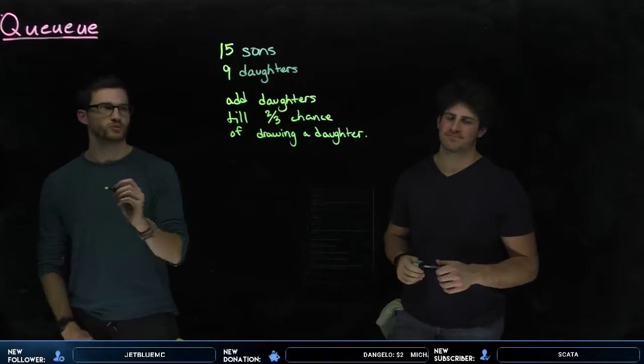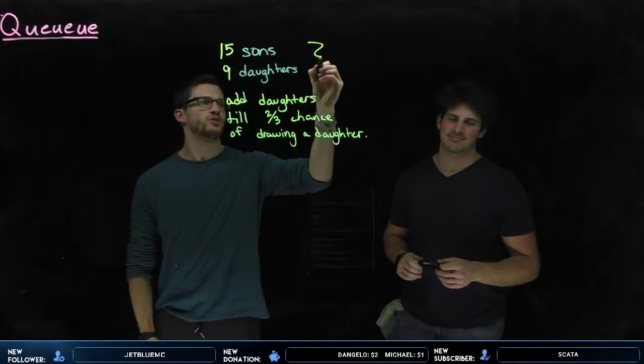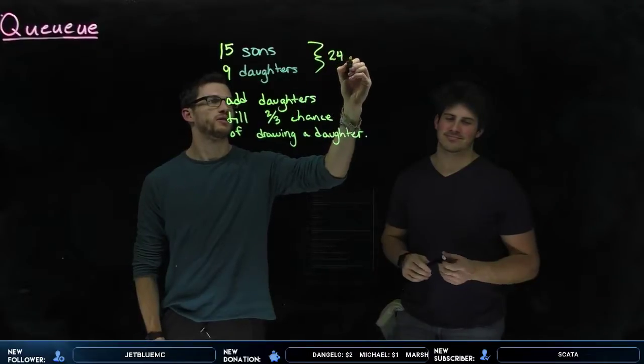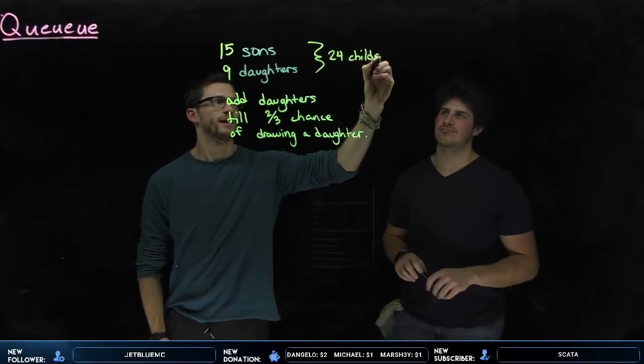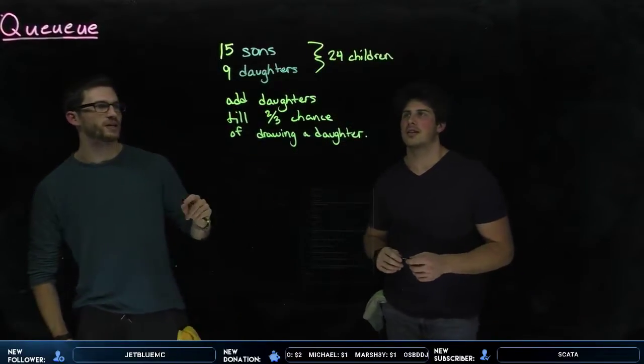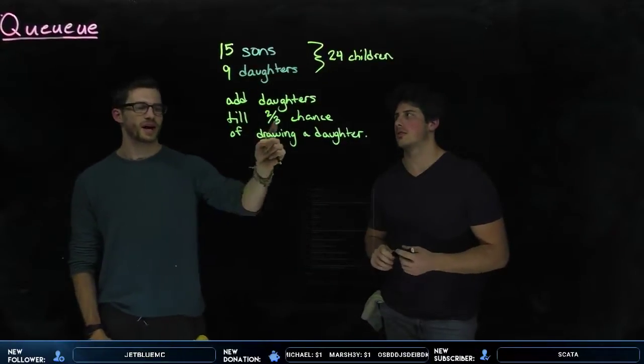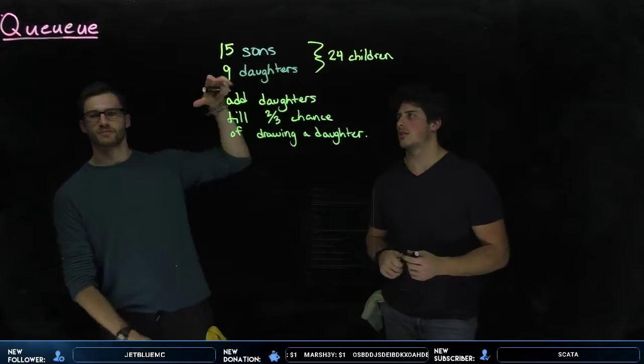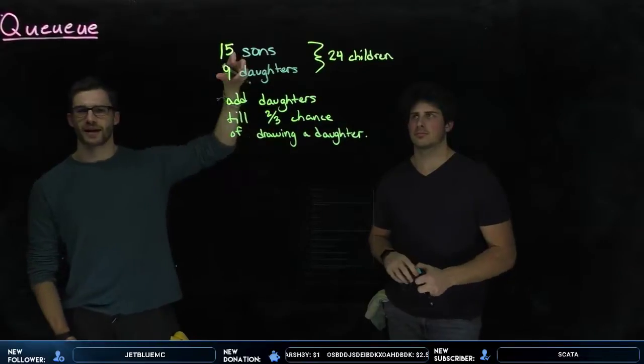Now, the problem is that right now we add up to only 24 children. And that's obviously not enough, because 9 out of 24 is not a 2/3 chance of drawing a daughter by, you know, I guess the head.